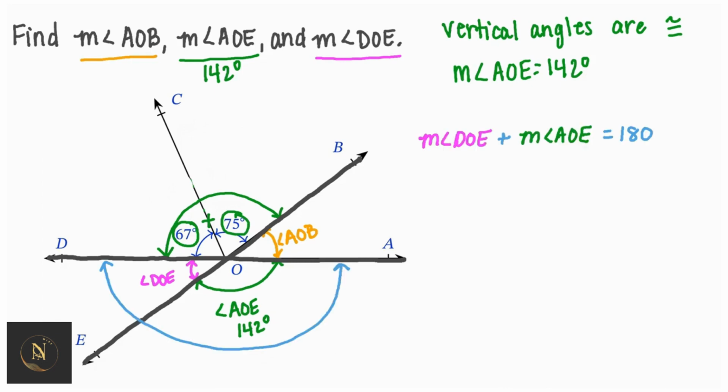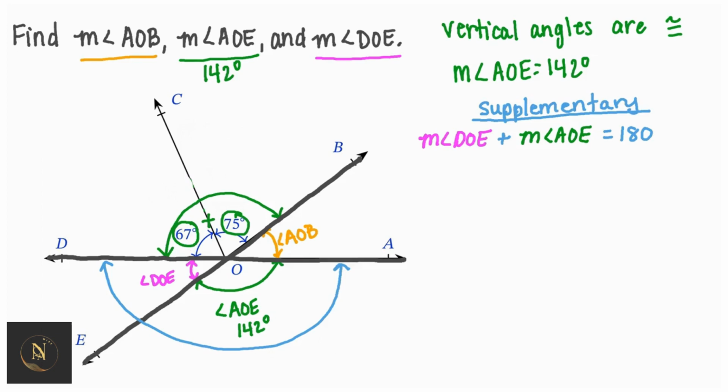The two angles at the bottom of our diagram make a straight line, which means they're next to each other and they connect and make 180 degrees. They're supplementary, which means the measure of angle DOE plus the measure of angle AOE should equal 180 degrees.